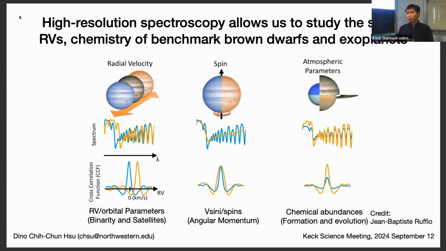So first, we can resolve the lines, and then we can measure the radial velocity, which means we can measure the orbit and also potentially see binaries or exosatellites, for example. In terms of line broadening, because of the spin, we can study their angular momentum evolution. In terms of different line ratios of molecules, for example, we are targeting the CO bandhead at 2.3 micron, and we can measure the abundance and the C-to-O ratio, which is important for studying the formation and evolution of exoplanets.